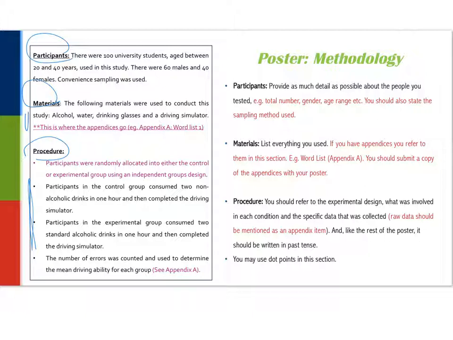Make sure you're giving me the total number, the sample, the age range, and the division or the number of males and females. You also should tell me what sampling method we used. Now, I don't want you to go any further than to identify, and of course we use a convenience sample. So don't explain what it is, don't tell me the pros and cons, just say convenience sampling was used.